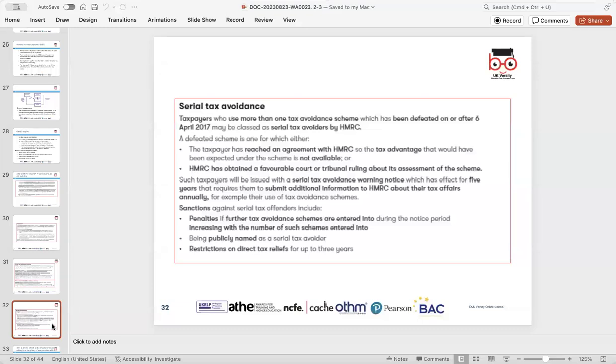There are several sanctions that may be imposed on serial avoiders. Penalties may be applied if the taxpayer enters into a further tax avoidance scheme during the notice period. These penalties increase with the number of schemes entered into. Serial tax avoiders may also be publicly named as such by HMRC, which can have reputational consequences.